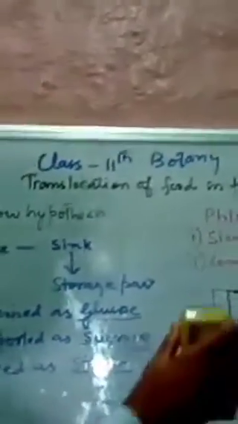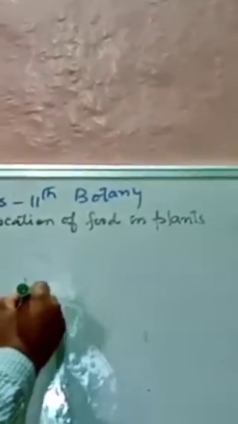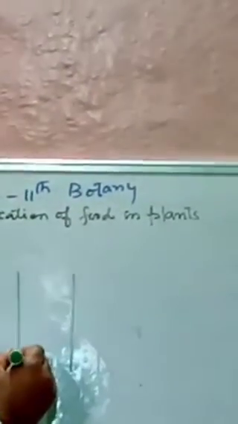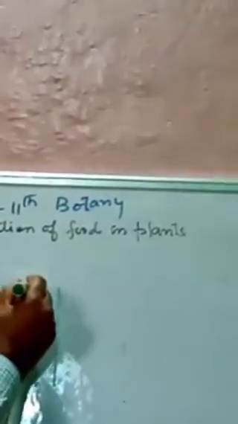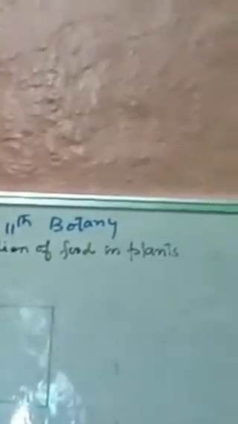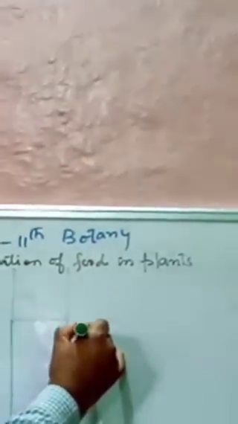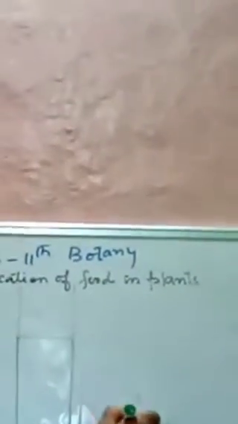Now, how is this food being transported? See, we have this theory, the mass flow hypothesis. Let it be this, a sieve tube, and this is one more sieve tube, this is one more sieve tube, this is one more sieve tube. This is the side.